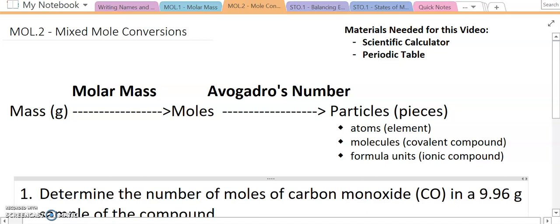Hi, this is Mrs. Blake, and today we're going to talk about mixed mole conversions, meaning our problems are not going to be separated out into categories. Instead, our problems are going to be different types of problems all kind of mixed together.